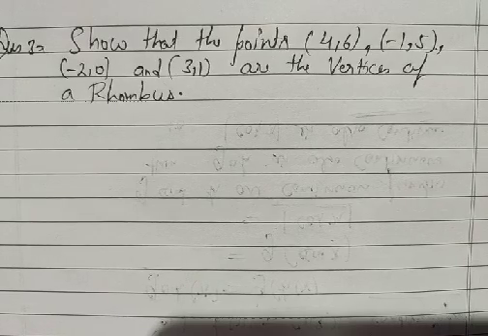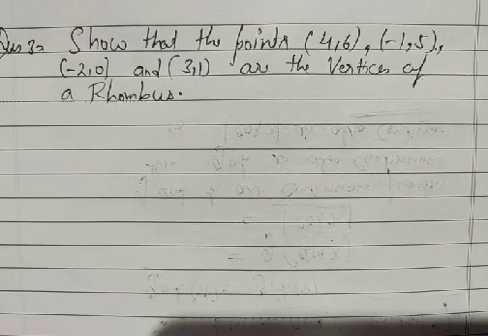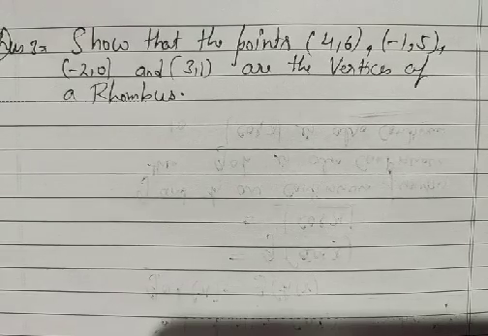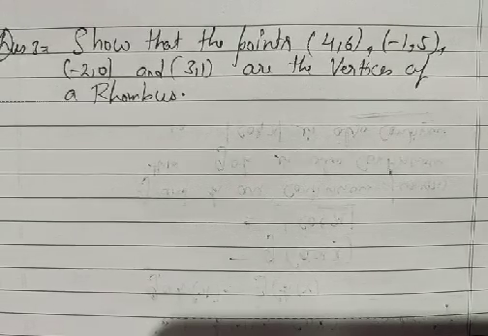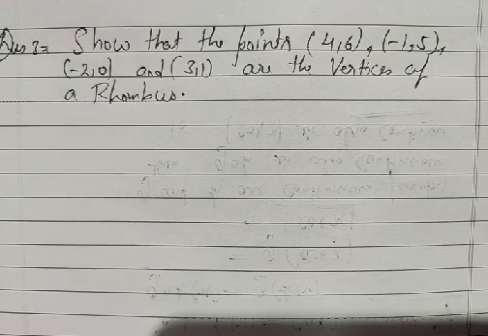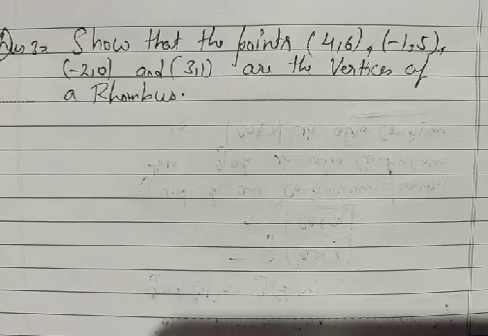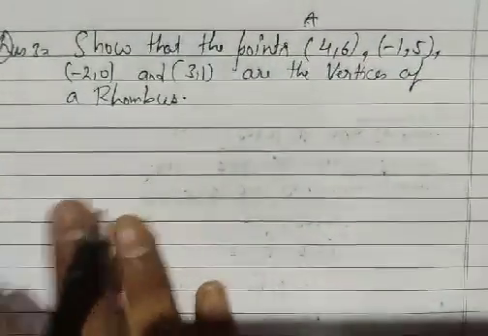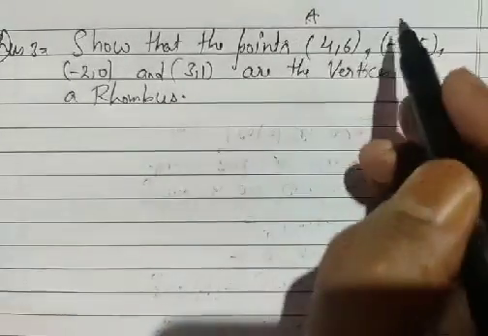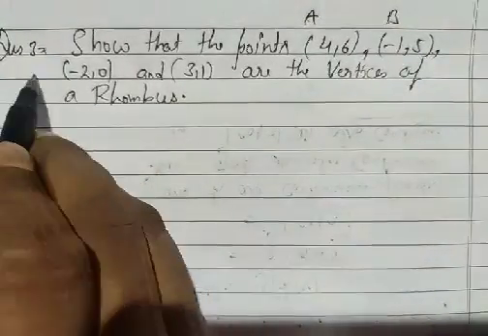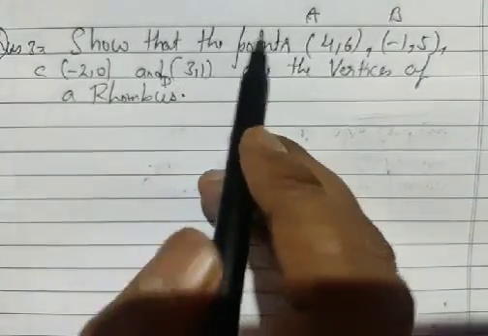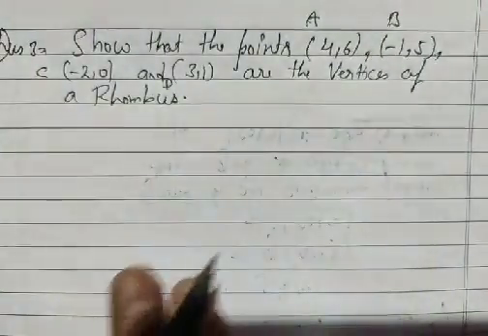Again, to show it's a rhombus, what do we have to show? There is a little bit of difference between a square and a rhombus. In a square, all 4 sides are equal. In a rhombus also, all 4 sides are equal. Suppose this is our point A, this is our B, this is our C, and this one is our D.